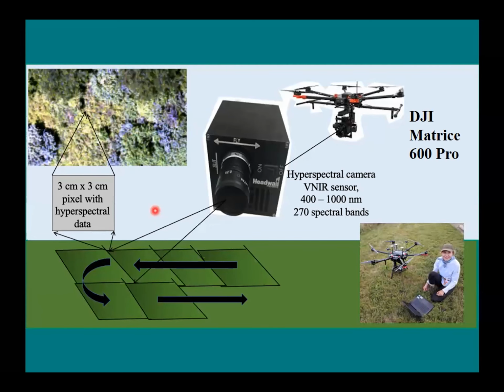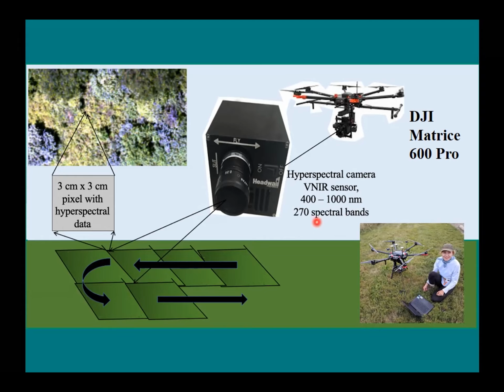Okay, this is our platform. Our drone is the DJI Matrice 600 Pro. It's a hexacopter. And the payload on that is this hyperspectral camera from Headwall. It's a Headwall Nano, and it is a visible near-infrared sensor. This particular one goes from 400 to 1,000 nanometers. I would love to go even further, out to 2,500 nanometers, which gets you a lot of information in the shortwave infrared, but that is heavier and more expensive and it's just not feasible for us at this point.